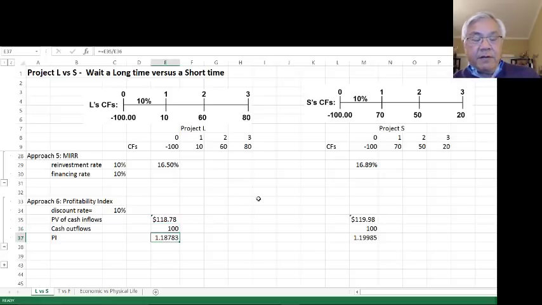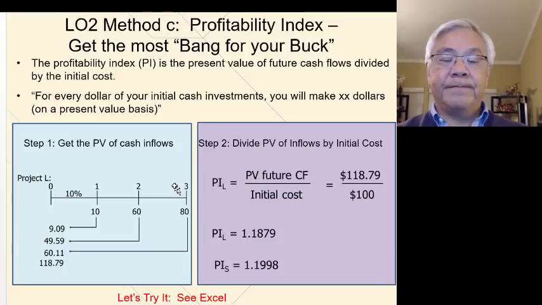So interpreting it, for every dollar we invest in capital project L, we will get $1.18 on a present value basis. For project S, for every dollar we invest, we'll get $1.20. So therefore, project S is superior. That's how we would use the profitability index and explain it as far as recommendation.